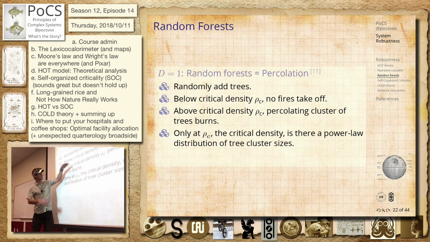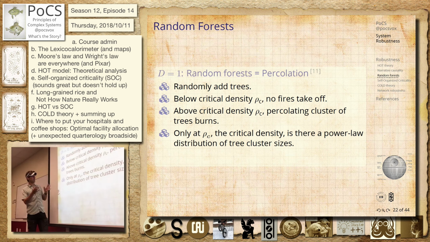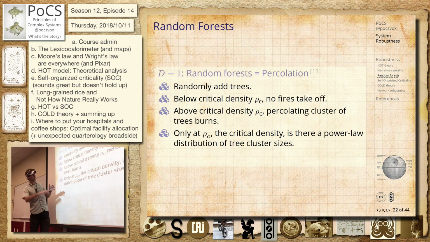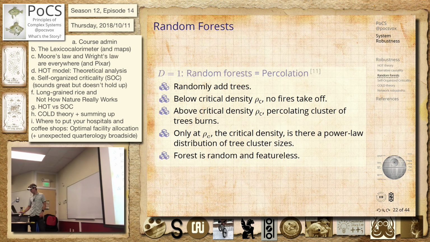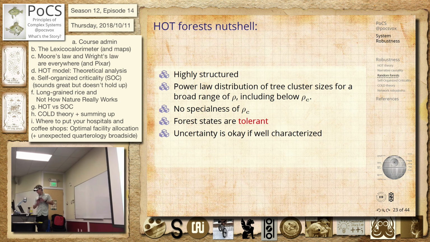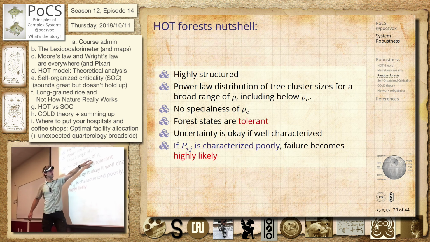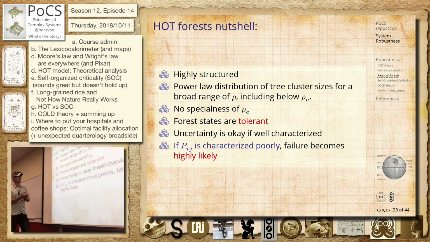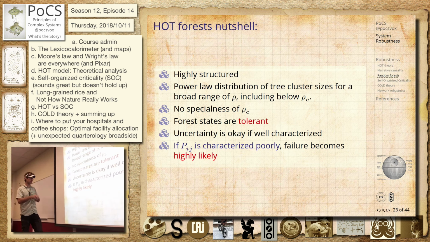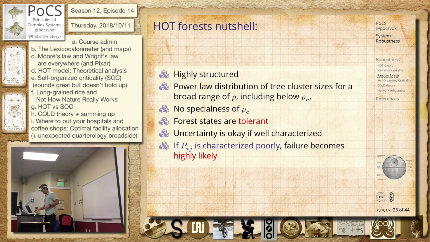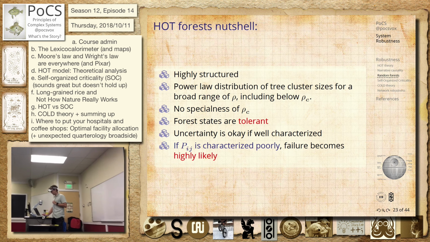There's really only this critical density where we have power law size distributions of forest fires, and above it, everything explodes. Of course, it's a phase transition story: you get a giant component above it, and below it you don't have anything like that. That's a real transition, in stark contrast to the HOT model, where there isn't a critical threshold or critical density of trees. You can have lots of densities of trees that have power law size distributions of forests or subforests in this case. It's a very structured thing, very low entropy. It withstands some assault from the environment, but if that gets characterized poorly, or the environment changes, then you get into trouble.